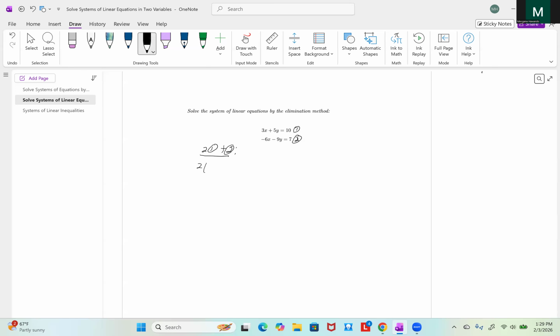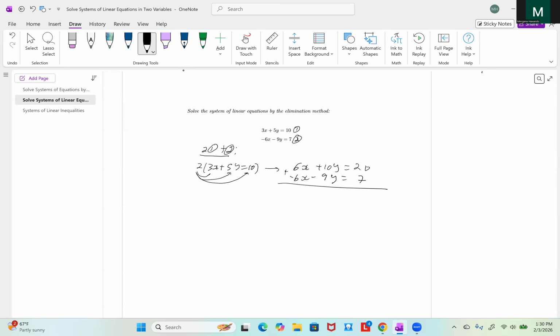So 2 times 3x plus 5y is equal to 10. We are multiplying equation 1 here, so we distribute the 2. This gives us 6x plus 10y is equal to 20. And then the second equation, we're going to add to it: minus 6x minus 9y is equal to 7. So we're adding these two.